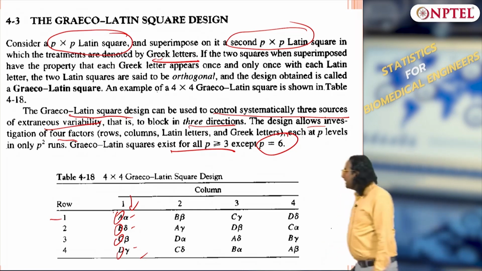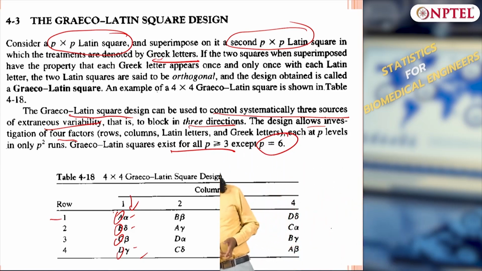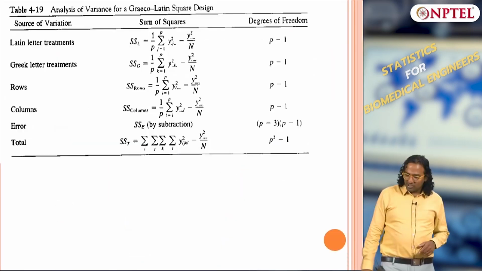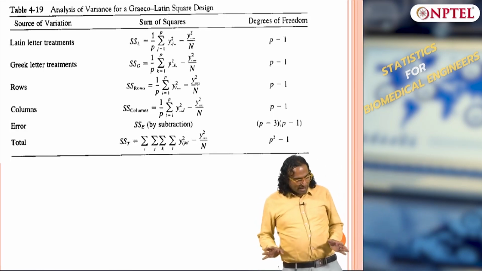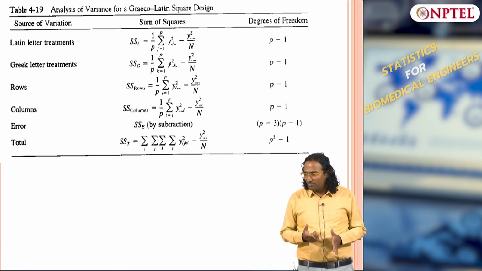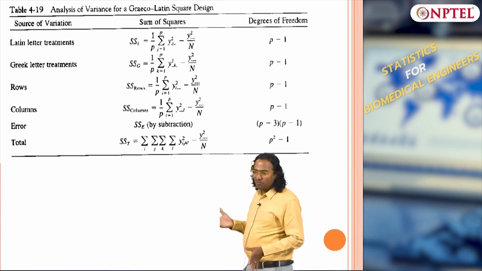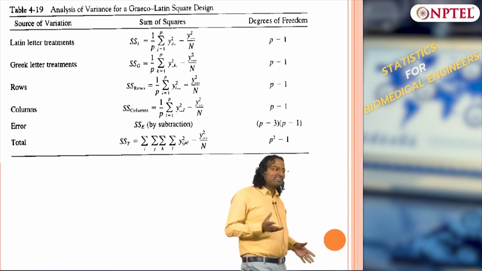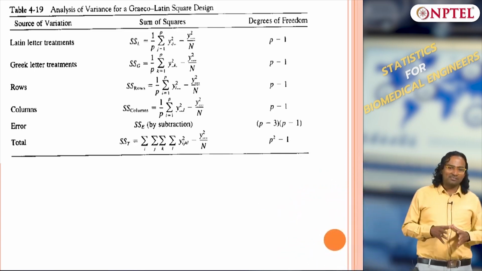So imagine beta A alpha, right, nobody is stopping me from writing A alpha, one more symbol. So total factors will be 5 factors. Now same idea, how many will you have? Rows, columns, Latin, Greek, and replicates. If I do replication it will be 5, and then error obviously, clear. So this is your Greco-Latin square design.